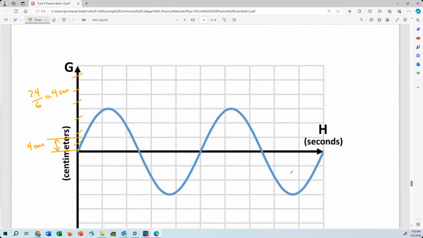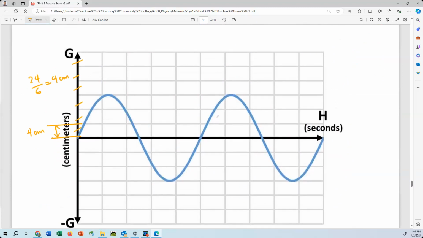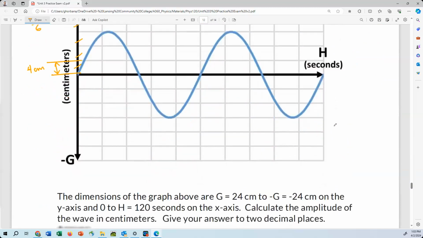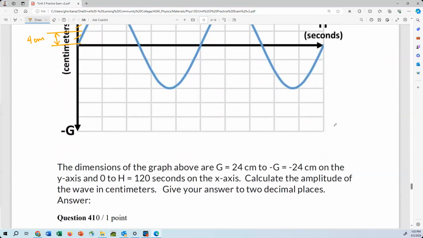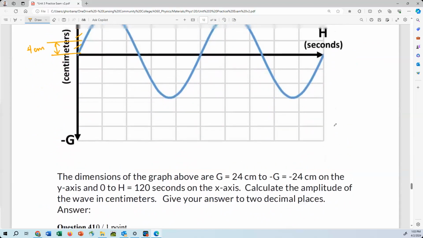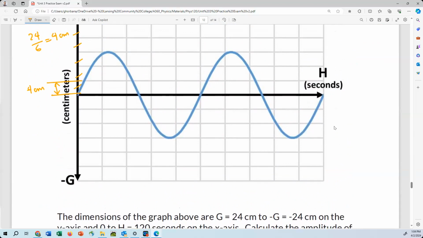What is the H here? Again, this is a displacement over time graph. We can calculate the period and frequency. So what is the H? H is 120. Again, just count 1, 2, 3, 4, 5, 6, 7, 8, 9, 10. 120 divided by 10 is going to be 12 seconds. Each one of these represents 12 seconds.